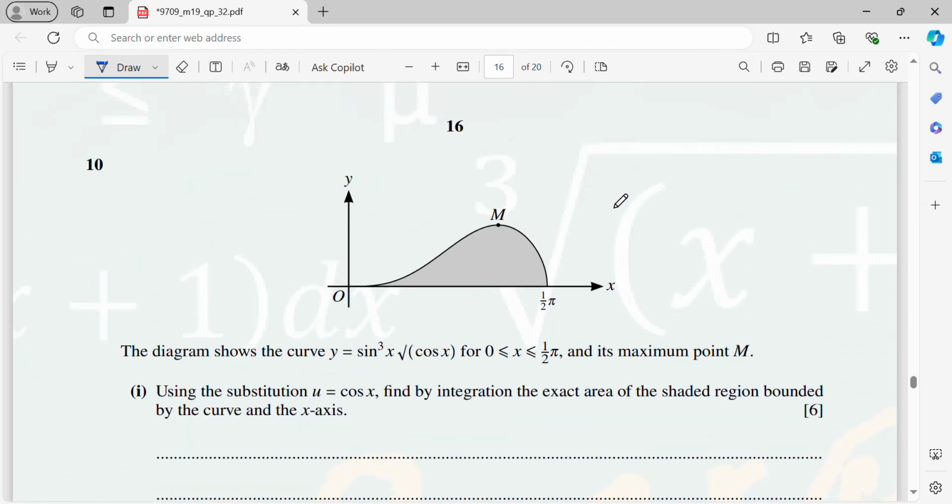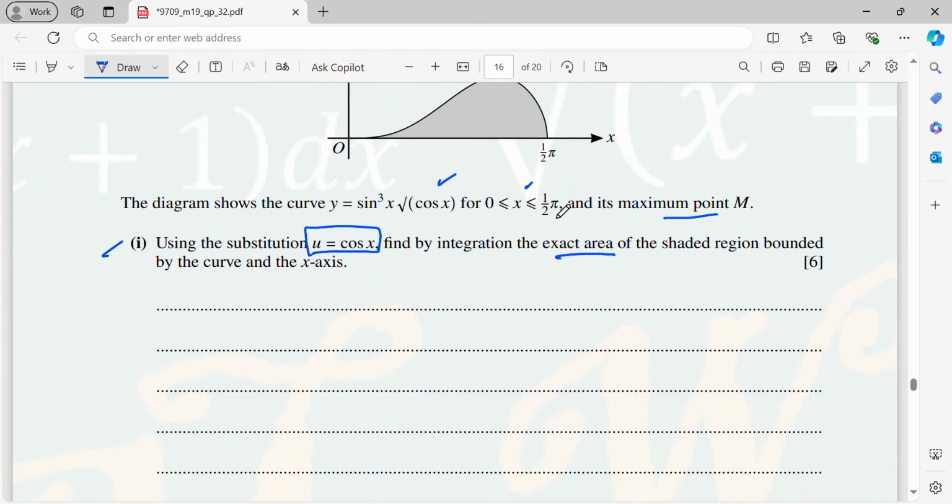Okay, so for question number 10, the diagram shows the graph y equals sin cubed x times square root of cos x for x between 0 and half pi, and the maximum point M. Now first part, using the substitution u equals cos x, find by integration the exact area of the shaded region bounded by the curve and the x-axis.